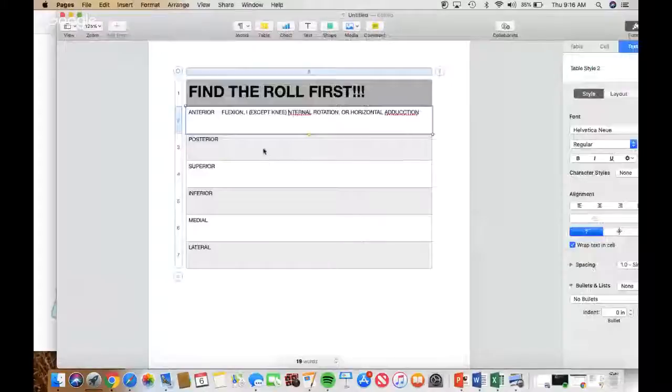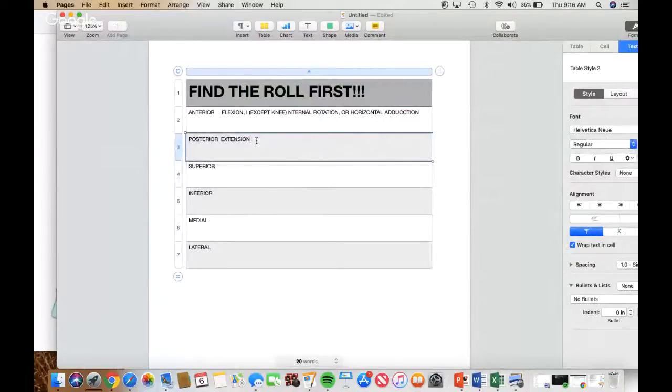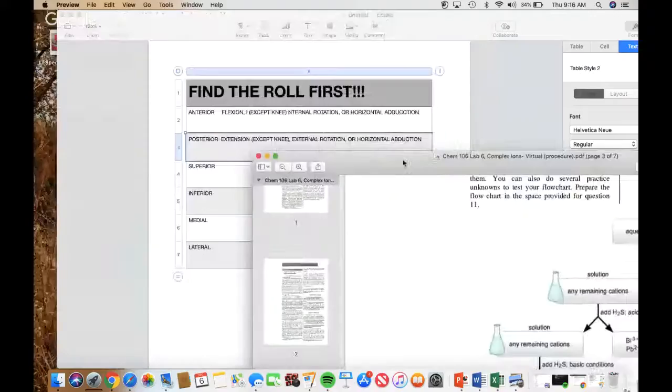Let's go back to screen sharing. Desktop screen share. Posterior roll. Anytime you see extension, except for the knee, external rotation, or horizontal abduction, you can be guaranteed that it is going to be a posterior roll.